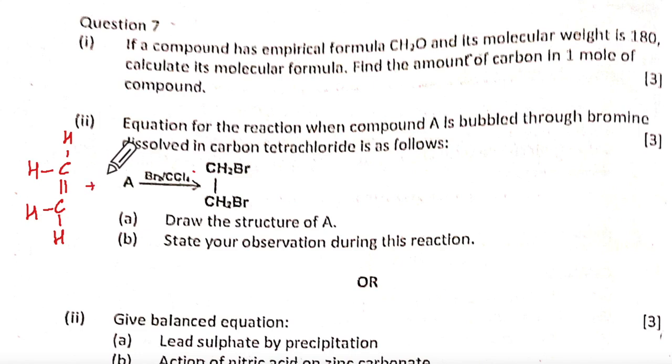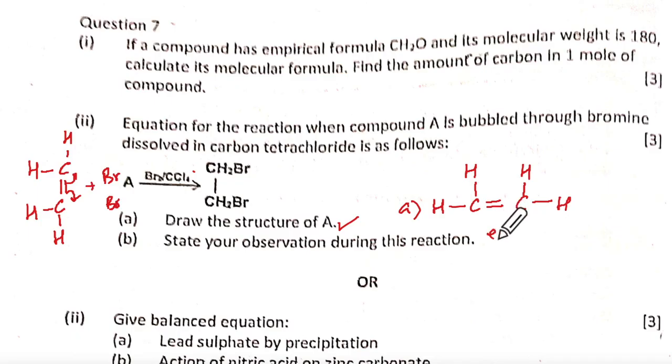Then I would have here 1 Br and 1 Br, and this valency will open up, correct? And I'll get this. Draw the structure of A. Did we draw it? Yes, ma'am. Now when they ask us, we will draw like this, correct? What is the name of this compound? Ethene. Is it saturated or unsaturated? Unsaturated. What type of reactions will it undergo? Addition reaction. Correct.